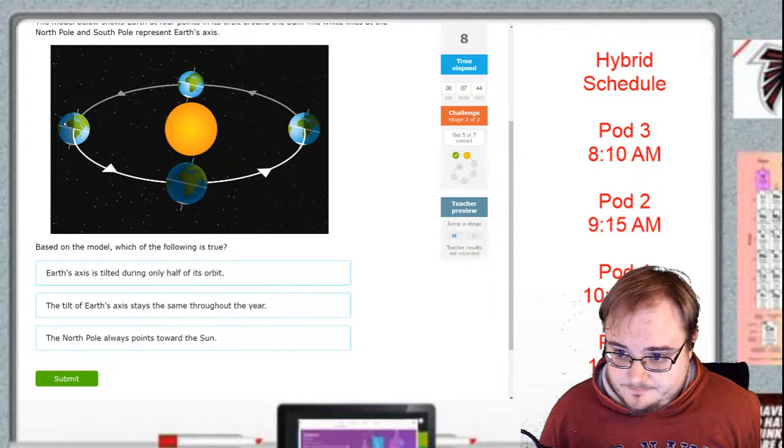Earth's axis tilted during only half of its orbit. Well, then that would mean the rest would have to be upright. Now, while this axis isn't really involved in the seasons, which we discussed in class, it's still tilted. The tilt still exists. So I'm going to say the tilt stays the same. Same direction, same angle.